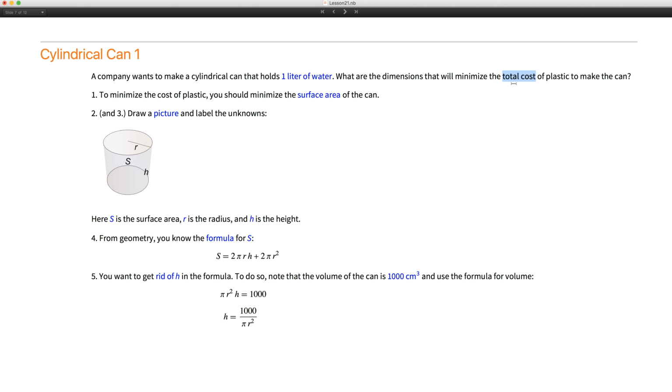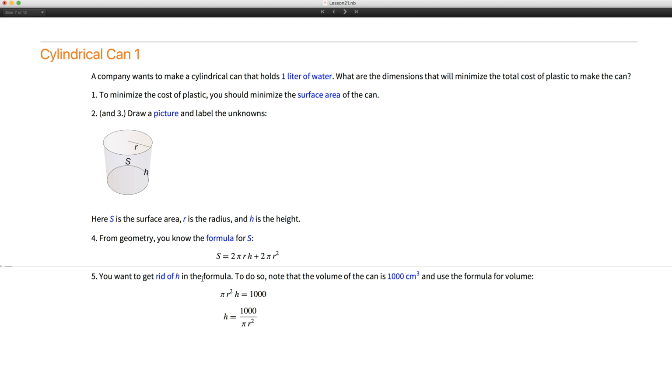Now, if you want to minimize the cost of plastic, then the best way to do that is to minimize the surface area of the can. So here's the can itself. That's the surface area, capital S, radius, and the height. So the formula for the area is just the area of the sides and the two bases. So that's the total area.